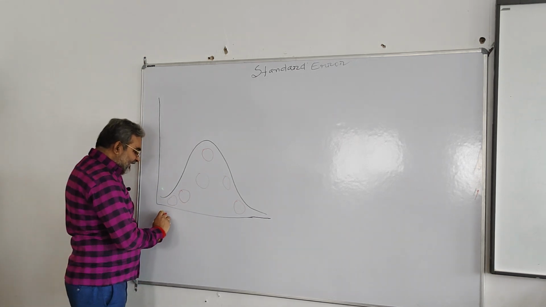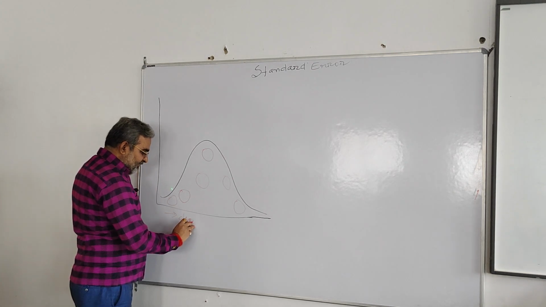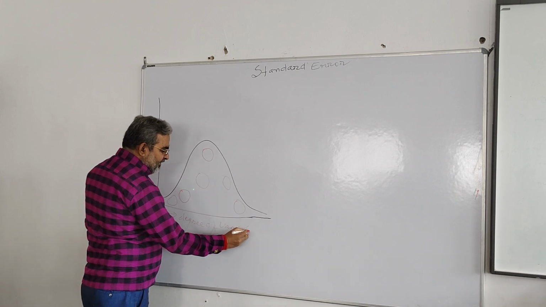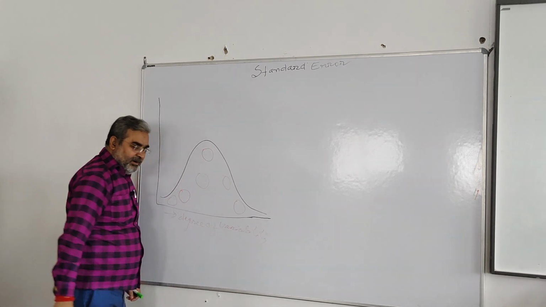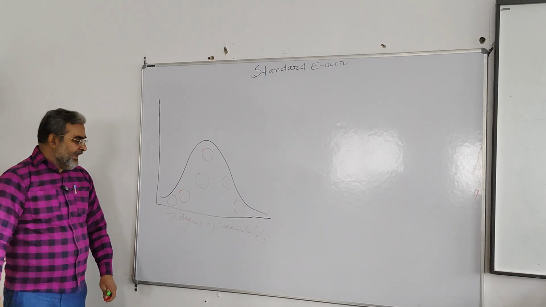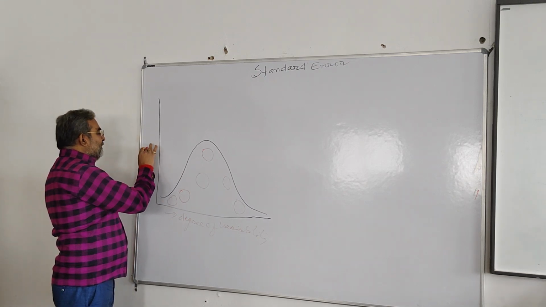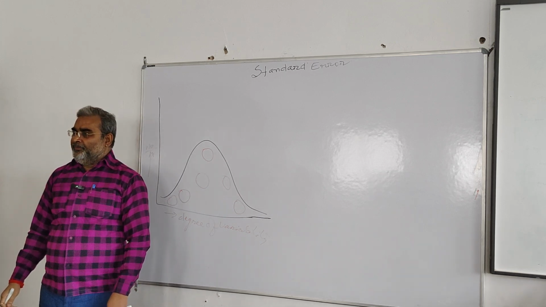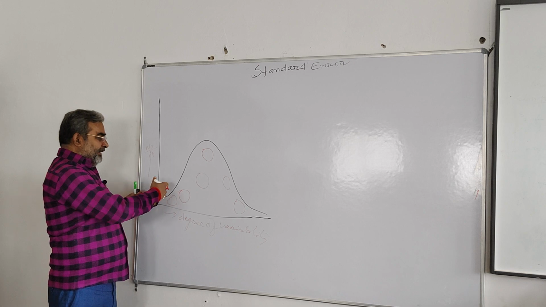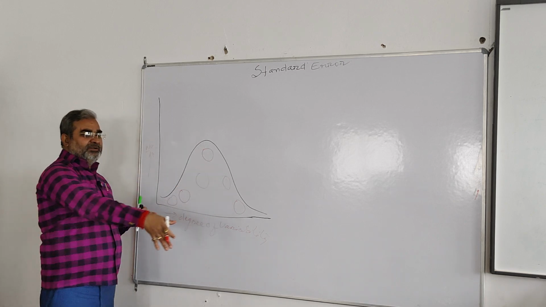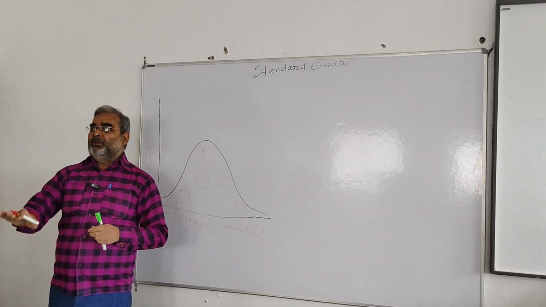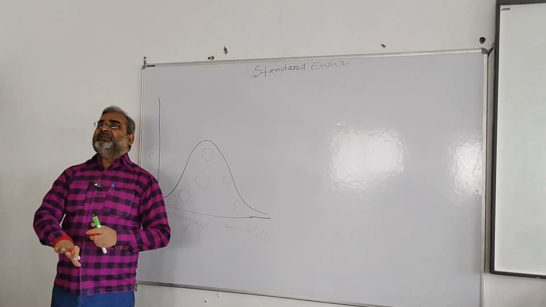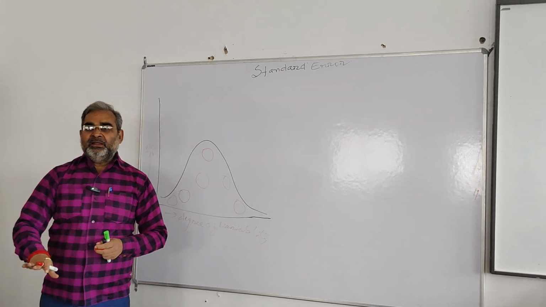It represents the degree of variability, and here it represents the number, that means the frequency. Okay? Here the graph represents that the variable which we are going to study is in a normal condition. That means it is present in the evolutionary equilibrium state.